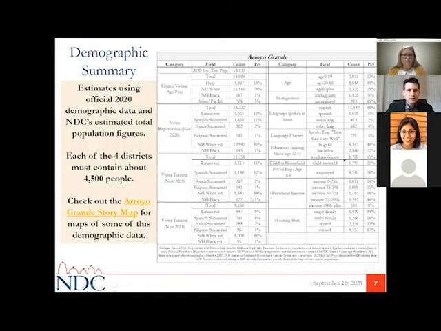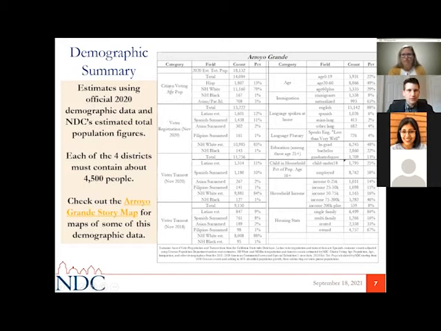So this is a demographic summary of the city, and you'll see that we have a lot of information here. We're covering everything from age, immigration status. We have income and household stats. We have voter turnout and registration. And we have a racial ethnic breakdown by citizen voting age population.